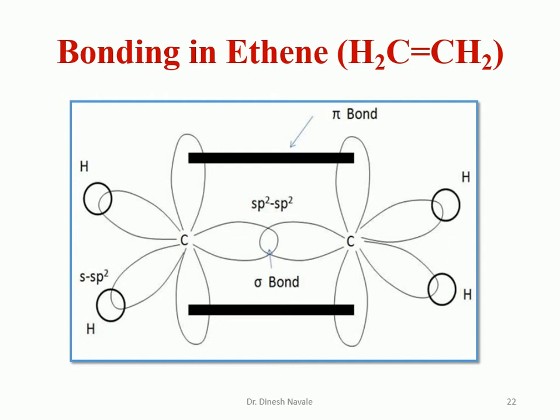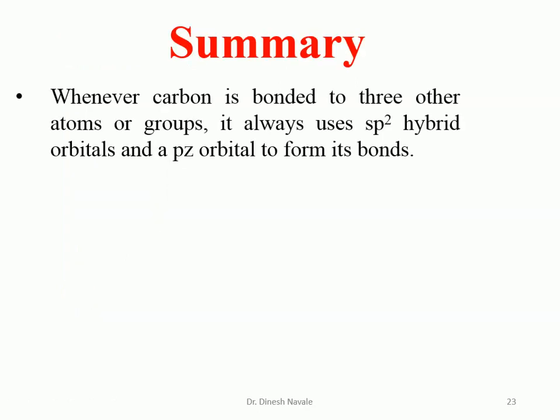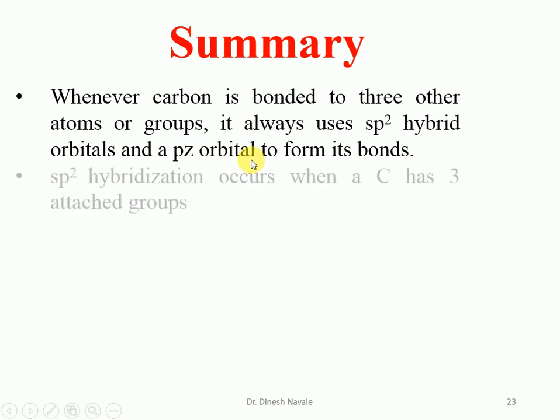Sigma bond will be formed by sp2 of one carbon and sp2 of another carbon, whereas the pi bond will be formed by the unhybridized 2pz orbital of both the carbon atoms, whereas the C-H bond will be formed by sp2 of carbon and s orbital of the hydrogen atom. So in summary, whenever carbon is bonded to 3 other atoms or groups, it always uses the sp2 hybridized orbitals and the pz orbital to form its bonds.